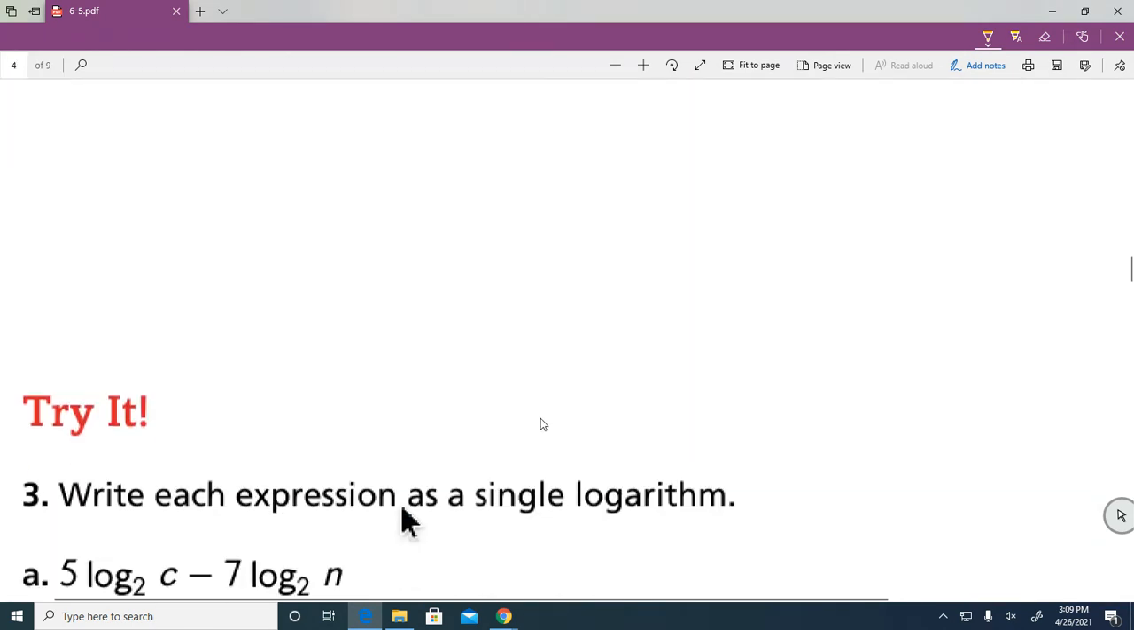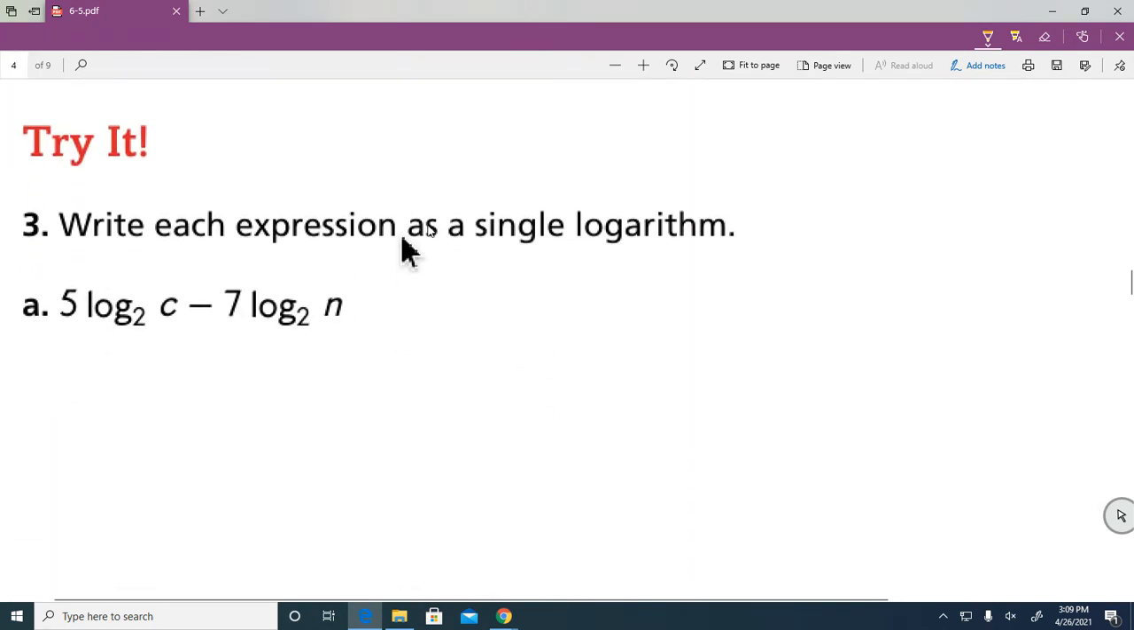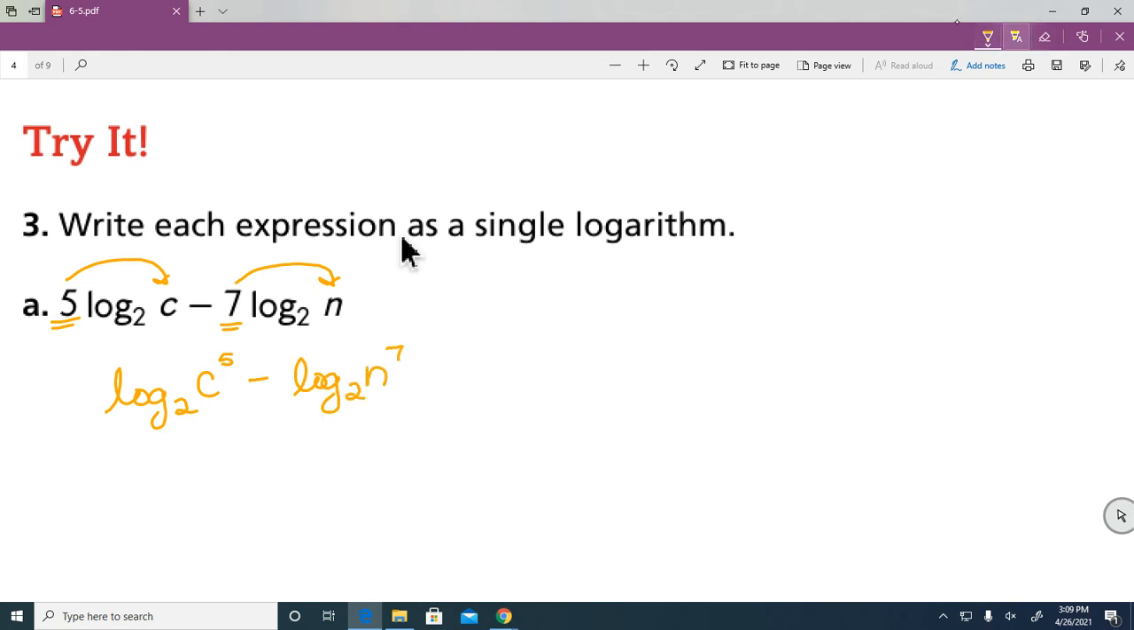Then there's times where you have to condense or write it as a single logarithm. So you'll put everything together. Now I recommend looking at the numbers in front and changing those to exponents first. So I'll move that 5 and 7 as an exponent. So now I have log base 2 of c to the 5th minus log base 2 of n to the 7th. And then I notice, hey, look, they have the same base. So they can be combined to log base 2 of c to the 5th over n to the 7th.